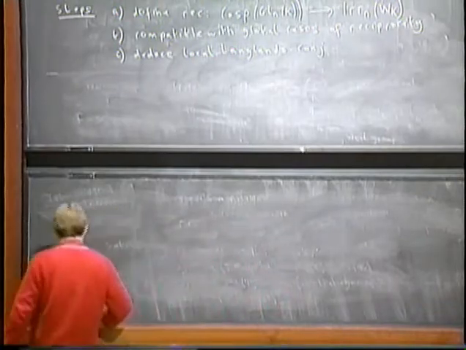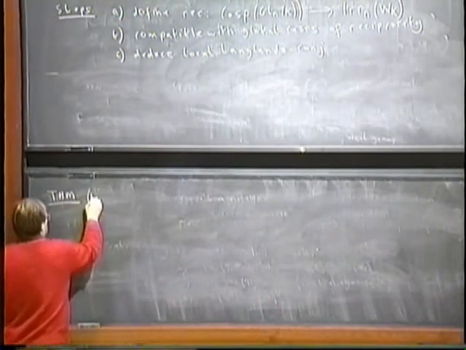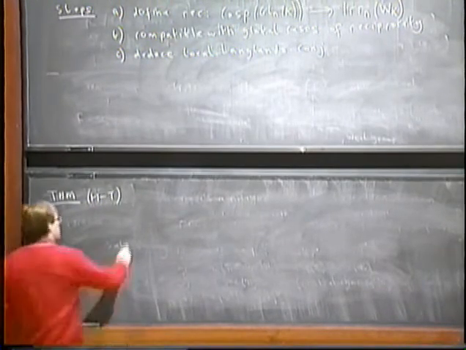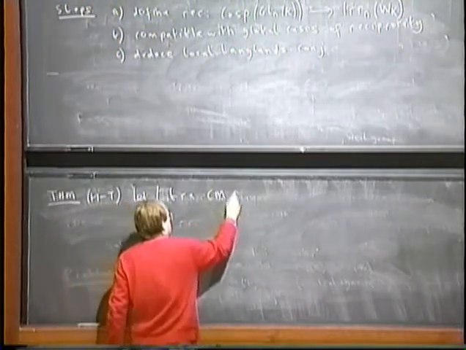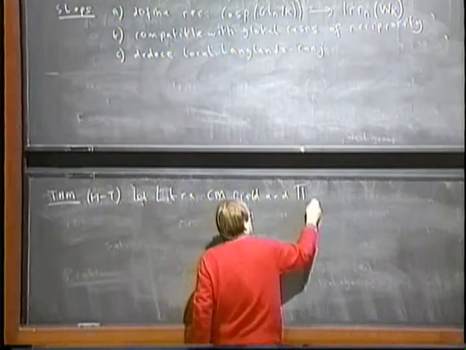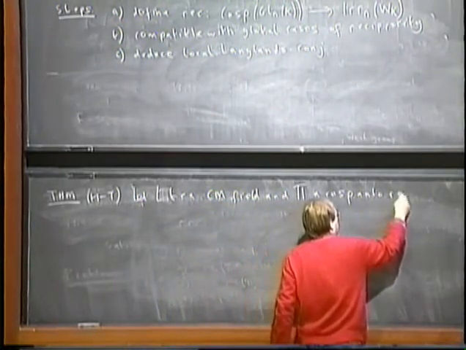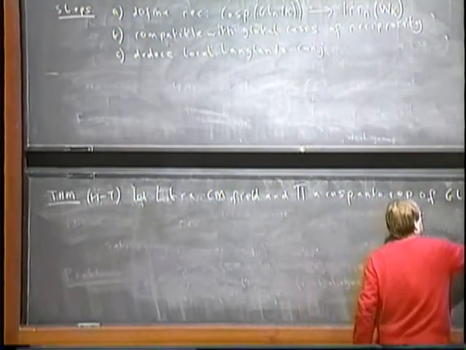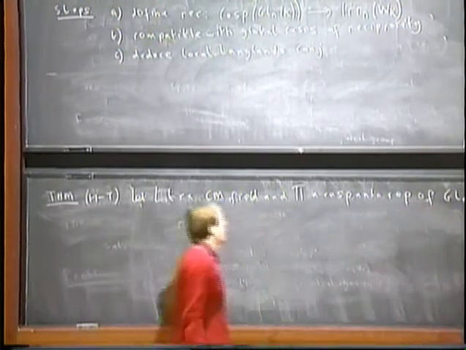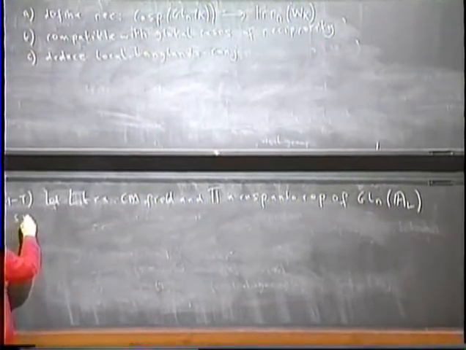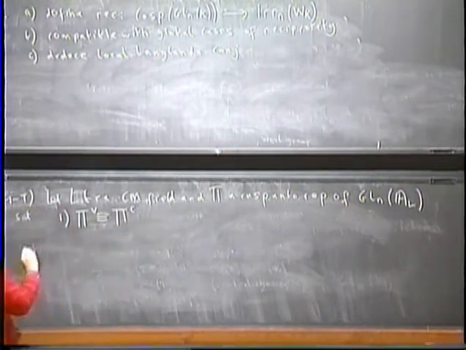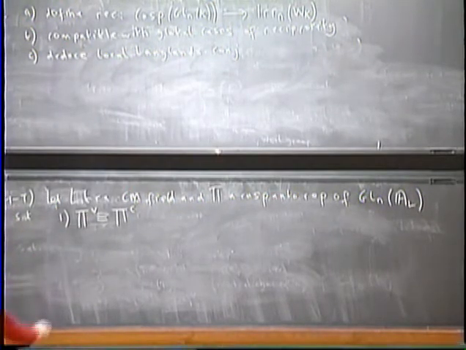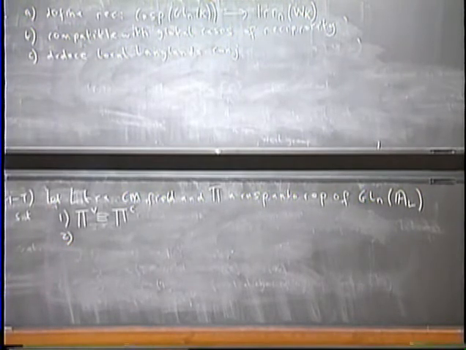Let me first of all state the compatibility theorem due to Michael and myself. So let L be a CM field and pi a cuspidal automorphic representation of GL_N of the adeles of L, satisfying firstly that pi should be conjugate self-dual, where c is complex conjugation. Secondly, that its infinity type should be of the sort that corresponds to a nice Galois representation.